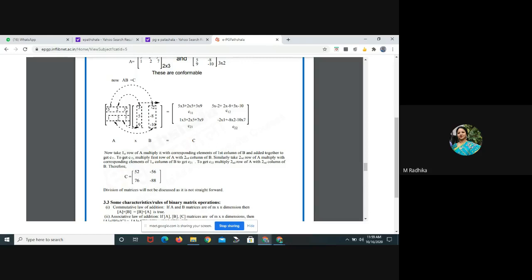Now coming to the second row. Again this will multiply 1 into 3, 2 into 5, 7 into 9. That will become your third element. Then the same thing multiplying the second column, so you will get the fourth element. So this is how you will get the answer. A into B giving you C. This is the answer. When you do all these multiplications, you should not forget the signs.